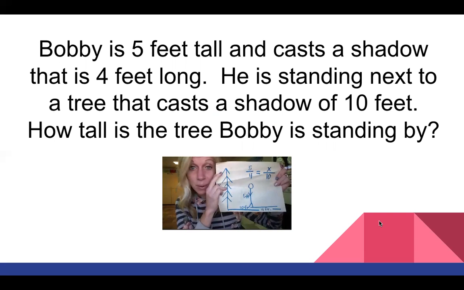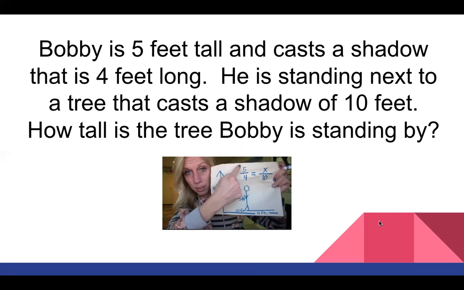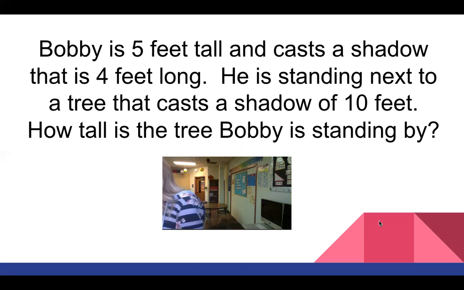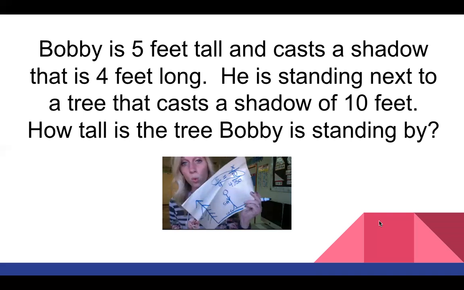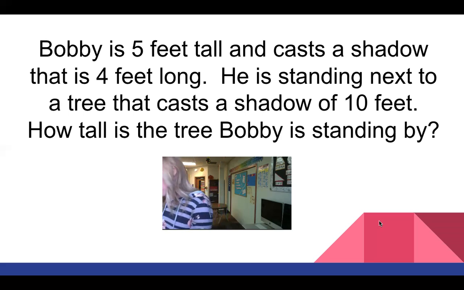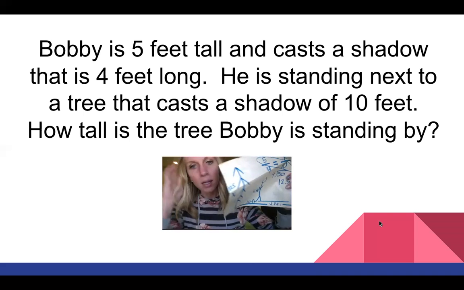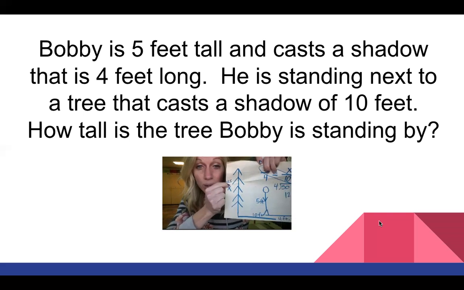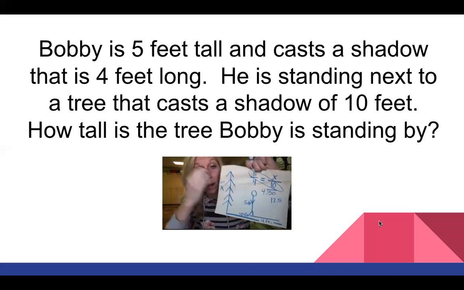Now it's a proportion that we know how to solve. We're going to cross multiply 5 times 10 and divide our leftover number, 4. 5 times 10 is 50, and we divide it by 4. So it comes out to 12.5. So not a terribly tall tree. I drew that almost proportionate to how tall Bobby is, 12.5 feet based on filling out our proportion.